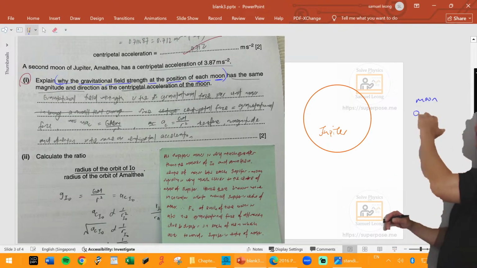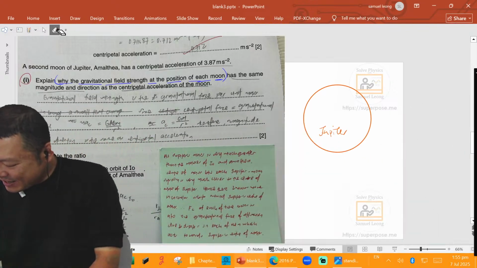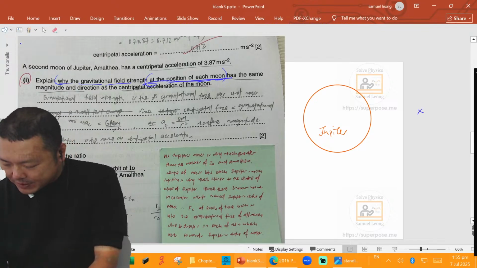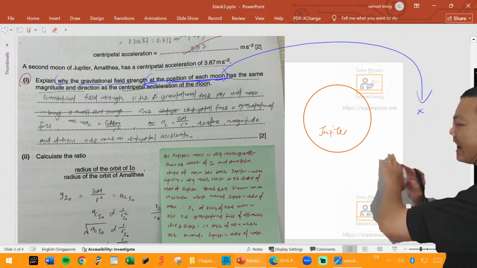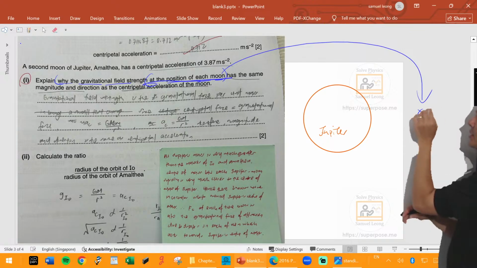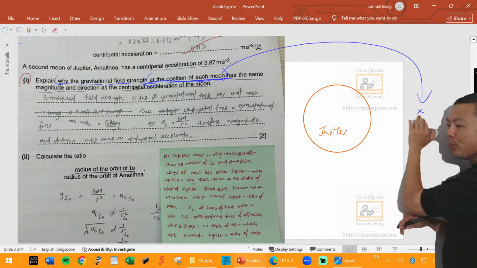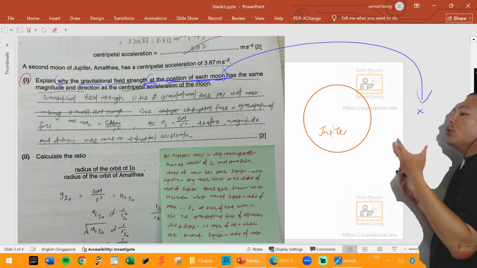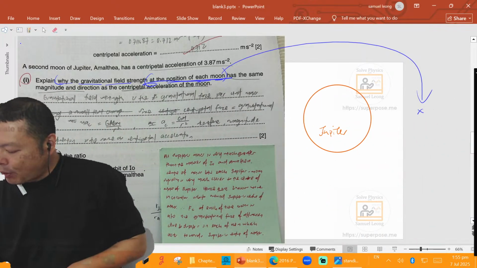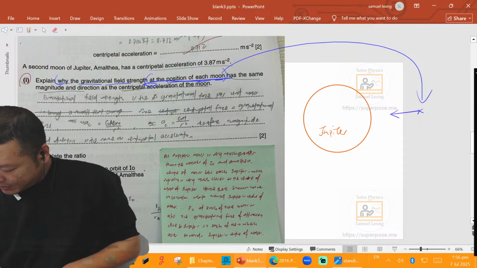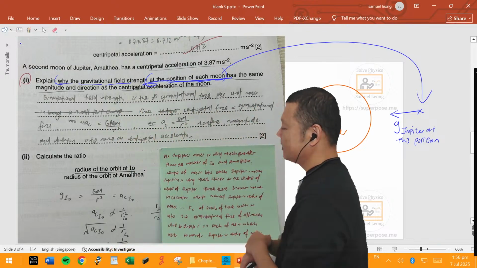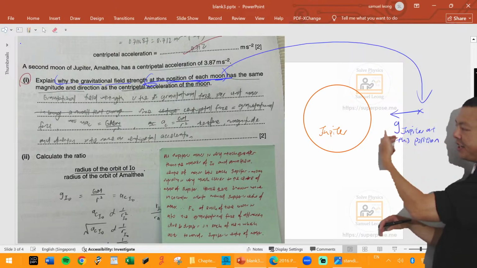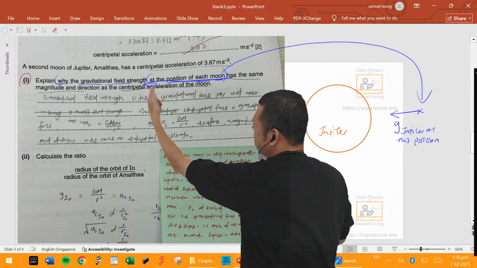Okay, so I'm going to erase the moon, because they're asking you at the position of the moon. I got rid of the moon, but now I replace it with a cross because I just want to talk about the position of where the moon is. So the G field strength at the position of the moon, the G field strength is due to what? And where is it pointing? So this is G of Jupiter at this position. You understand this?